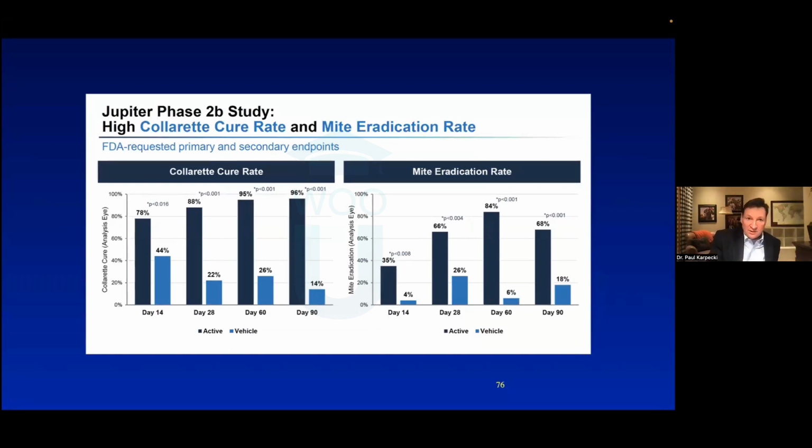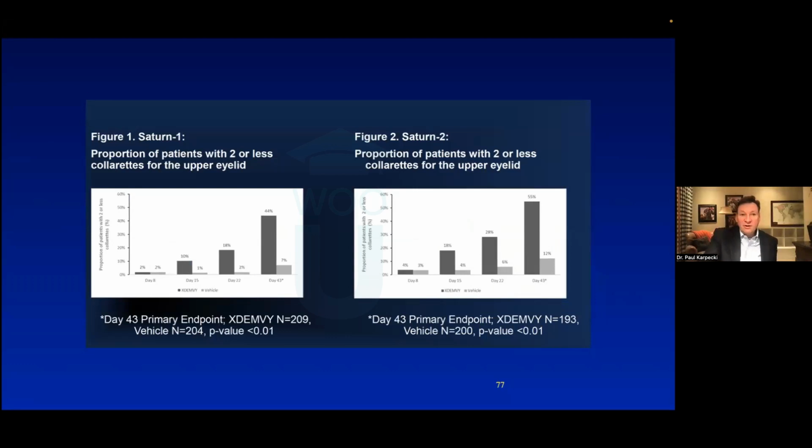This is the phase 2 trial, but look at the collarette cure rates, 96% versus a vehicle at 14, mite eradication rates, 84, otherwise. Saturn 1 and 2, these were the pivotal trials. Look at the number of patients with 2 or less collarettes. I mean, the average patient had 100 lashes in this clinical trial with collarettes. To get to 2 is an incredibly high bar, especially when they weren't allowed to actually rub their eyes or use any scrubs. And look at that, almost 44% of the patients compared to 7% of the vehicle achieved that. And then Saturn 2, 55% versus 12.